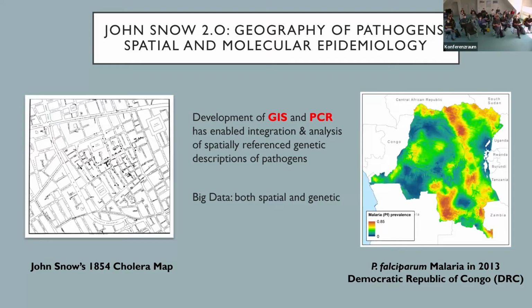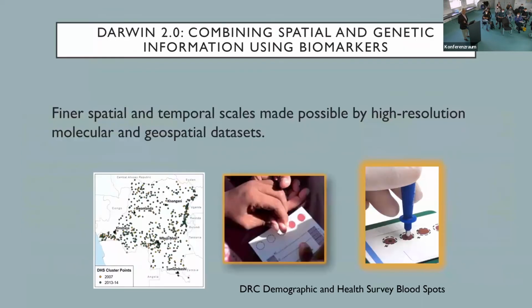That map on the right is actually a map of Falciparum malaria in the Democratic Republic of Congo. It's a surface map, and in the red areas, about 85% of the people in those areas have malaria at any given time, and it goes down from there. So there are some really hot spots of malaria. And so how do we do that?